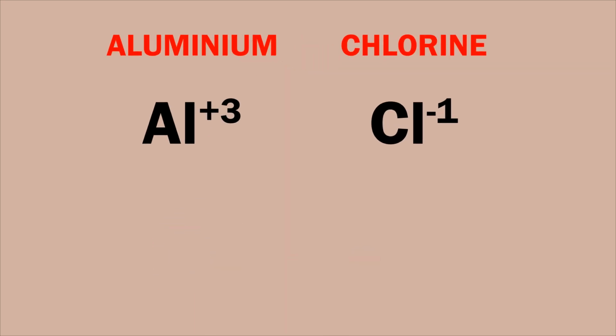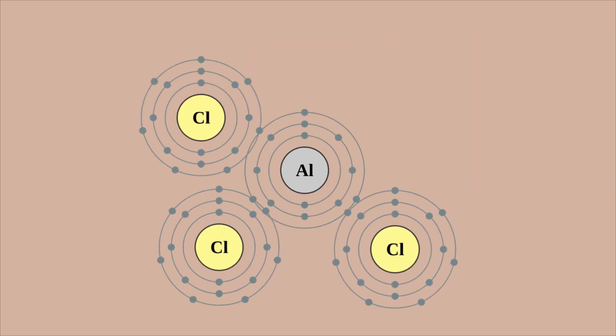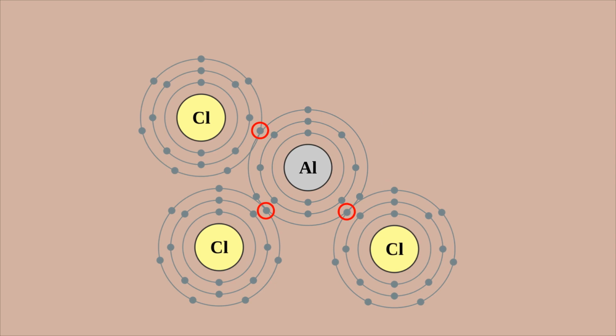Now let's see what happens when aluminum is mixed with chlorine. Aluminum has a valency of +3, meaning it can lose 3 electrons, and chlorine has a valency of -1, meaning it can gain 1 electron. When aluminum and chlorine combine, 3 chlorine atoms react with 1 aluminum atom so that aluminum can lose all 3 electrons.